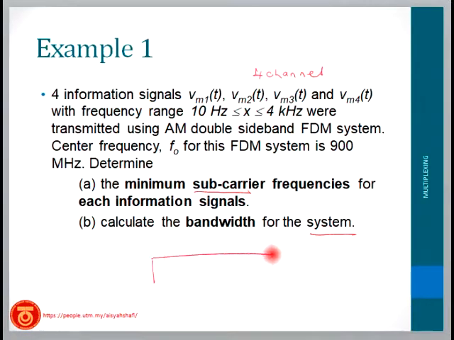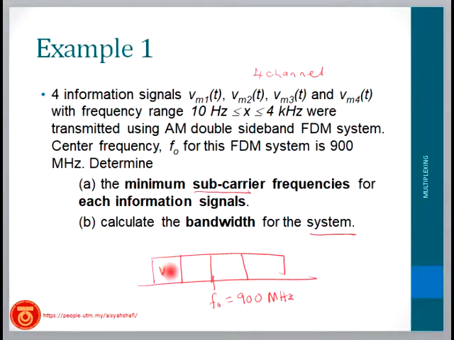Okay, the 4 channel is like this, and then we have VM1, VM2, VM3 and VM4 here. And the center, this is the F0. F0 is equal to 900 megahertz. Okay, and then find the minimum subcarrier frequency for each information signal.